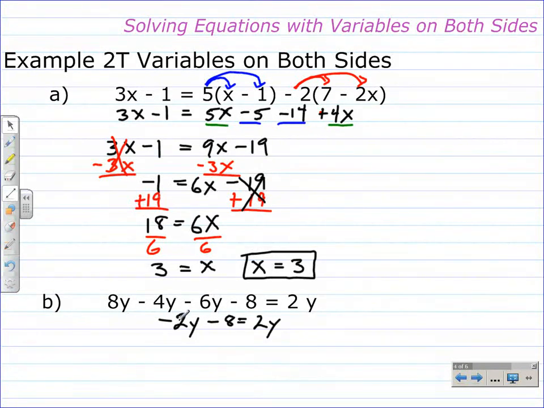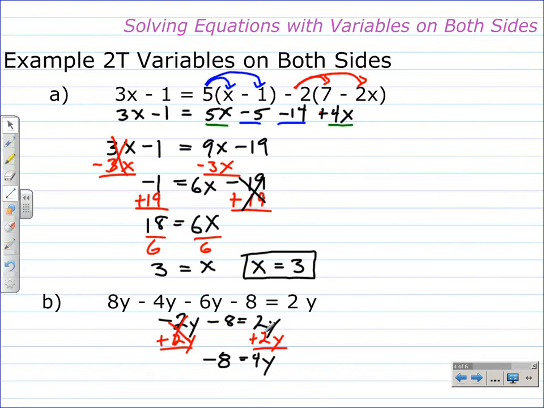Now notice we have a variable on the left and a variable on the right. The variable on the right has no constant term, so I'm going to get rid of this negative 2y by using the addition property of equality and adding 2y to both sides. The negative 2y and the 2y cancel. They become 0, leaving negative 8 is equal to 4y.